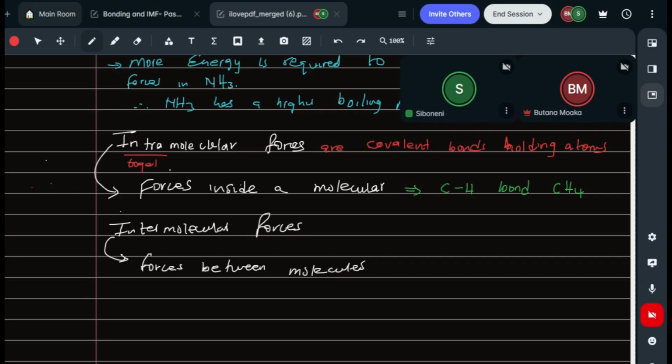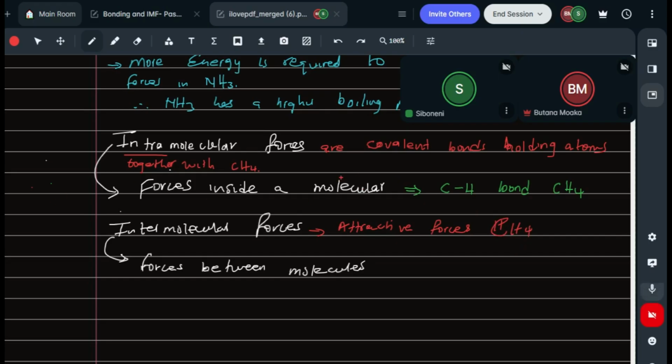Right. They are holding atoms together within that CH4 molecule. And then the intermolecular forces, these are the attractive forces between the neighboring what? The neighboring CH4. Are you still with me on that? Yes. And that's your answer.